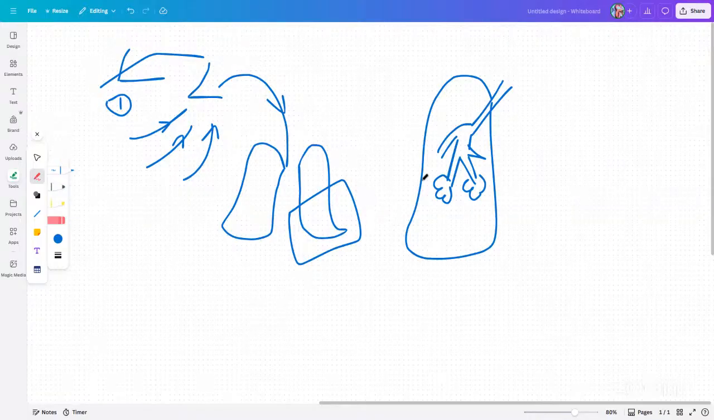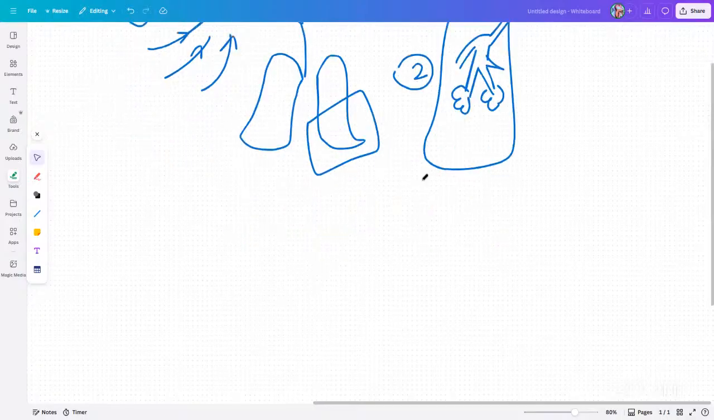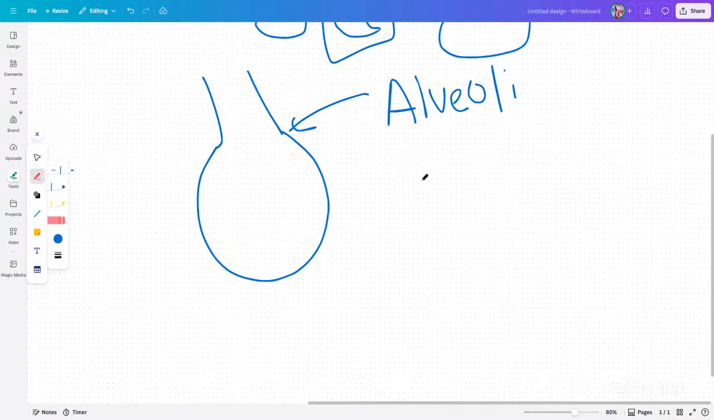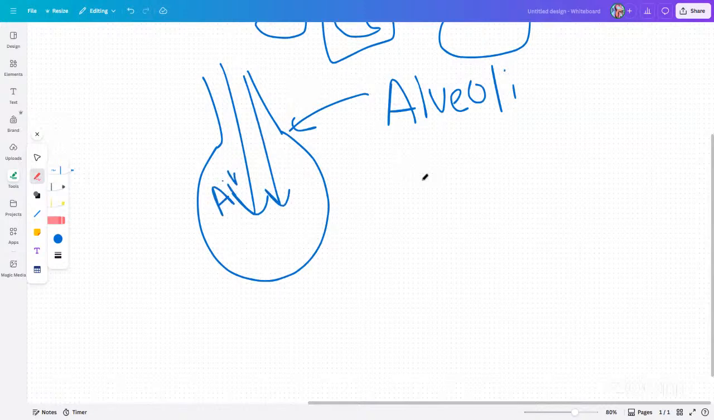Okay. So now the second stage is what's going to be happening in the alveoli. So now let's zoom in. Now I'm going to take this as my alveoli. Okay. So this is my alveoli. Now here I have atmospheric air.